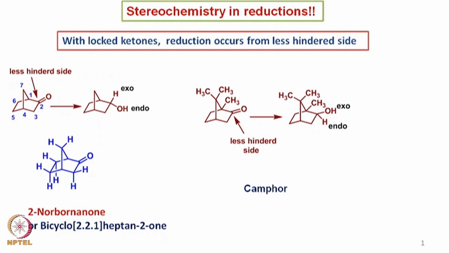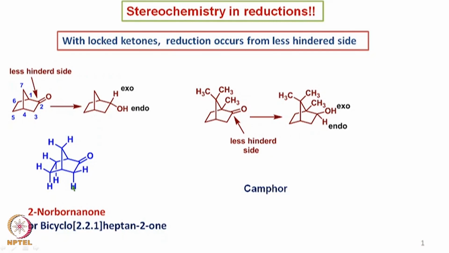If we take locked ketones, we find that reduction occurs from the less hindered side. So, for example, if we take this bicyclic ketone, which is 2-norbornanone, or also called bicyclo[2.2.1]heptan-2-one, and look at the positions of the hydrogens around the carbonyl group, we will see that the endo side of the molecule is sterically more hindered than the exo side.